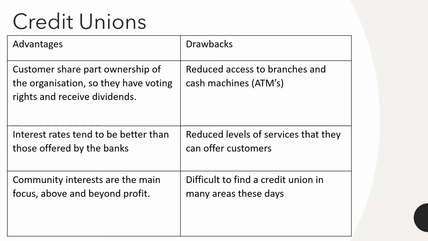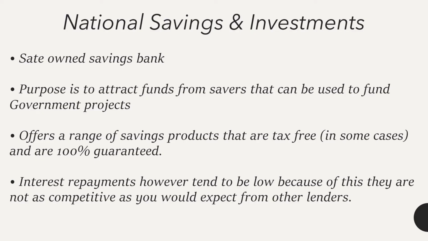The drawbacks of credit unions are there is a reduction in access to branches and cash machines. There is a reduced level of service that they can offer customers, and it is difficult to find credit unions in many areas these days. Another financial institution is the National Savings and Investments.